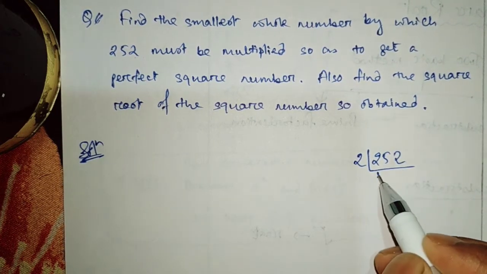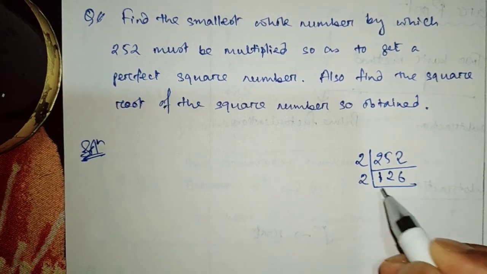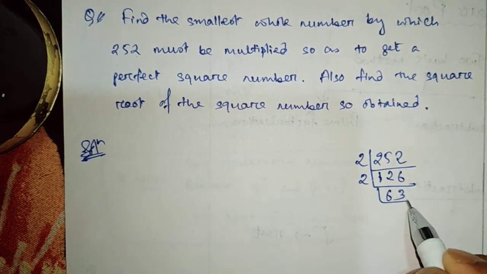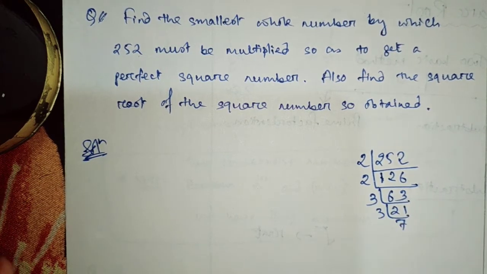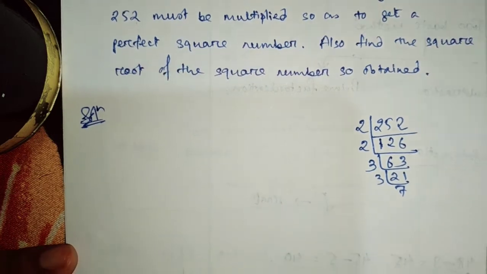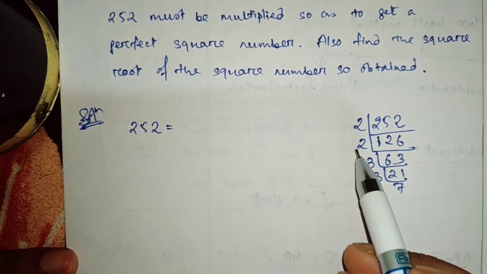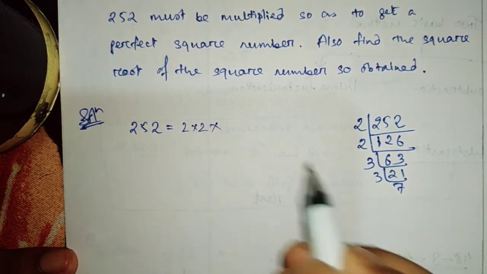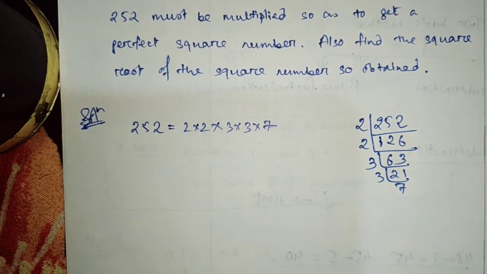2 times 1, 2 times 2 is 4, 2 times 3 is 6. Okay, 2 6 3 3 21 3 7s are 21. So this is our prime factorization. We can write 252 as 2 into 2 into 3 into 3 into 7.